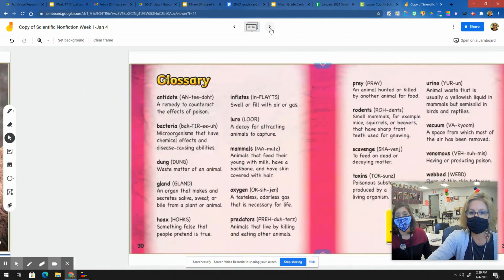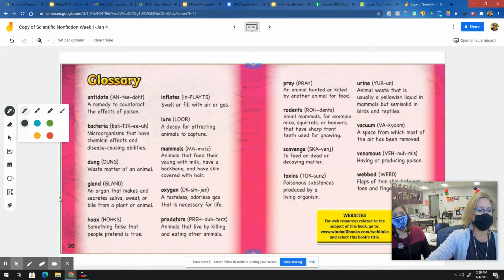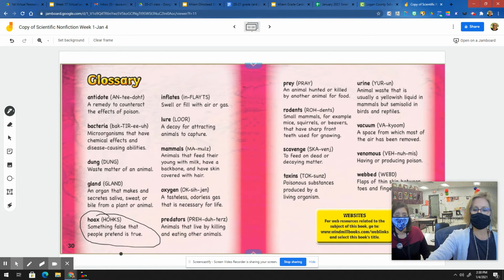So I'm going to go here to the back of the book. I'm going to find hoax. And look, there's how to pronounce it right beside it there. Hoax. Something false that people pretend is true. So there was the definition, what hoax means. So it's kind of like a fake. Think it's fake. Pretend it's true, but it's actually false. Kind of a trick.